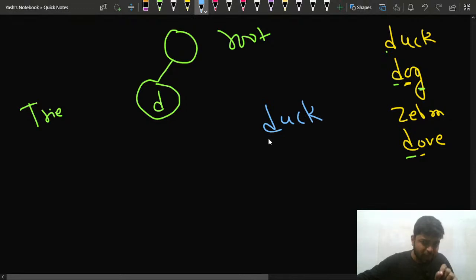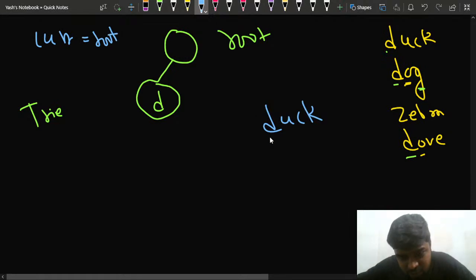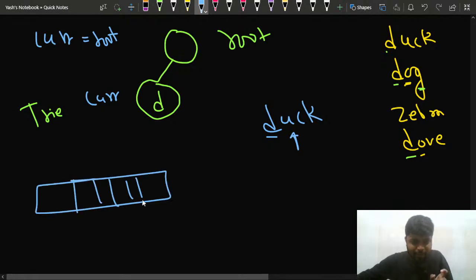Now my current is standing here. Every time, for inserting a word, I'll start my current from the root. I'll check: D was not existing, so that's perfect. Now my current is at D. For this D, the next letter is U. In the particular array that I have, I'll mark the U position as a new node. I'll make a new node U.